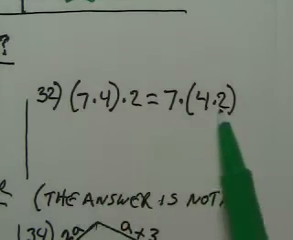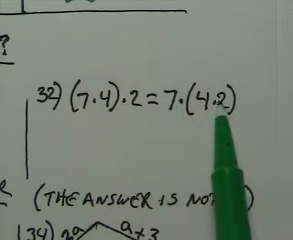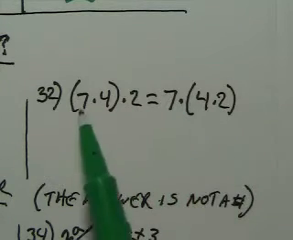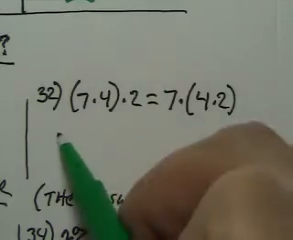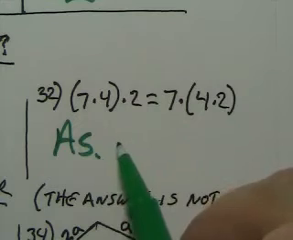Number 32, what property is this? Let's see, the order is the same, 7, 4, 2, 7, 4, 2. It's just that our grouping is different. Here we have 7 and 4, and here we have 4 and 2. That's the associative property, and that's multiplication.